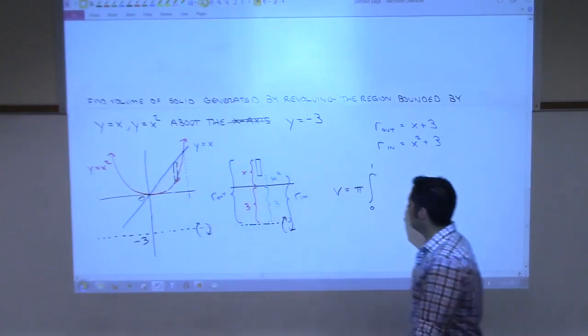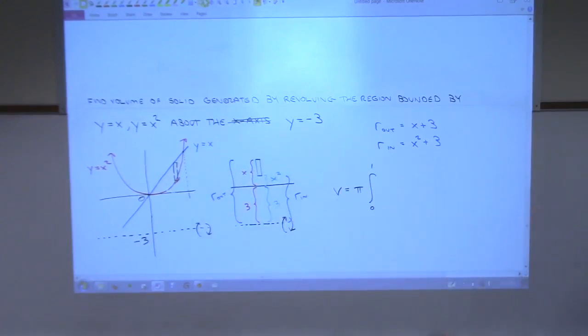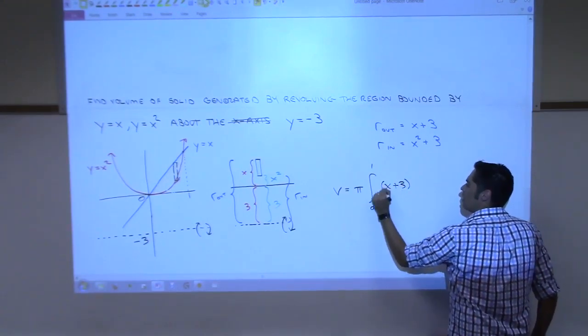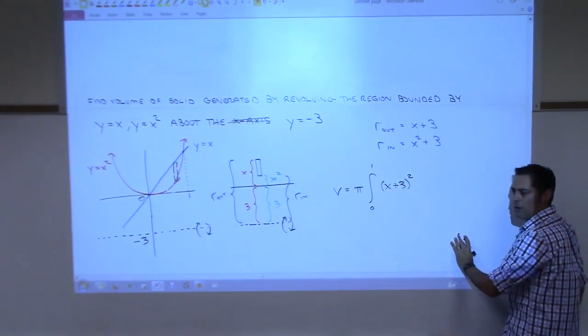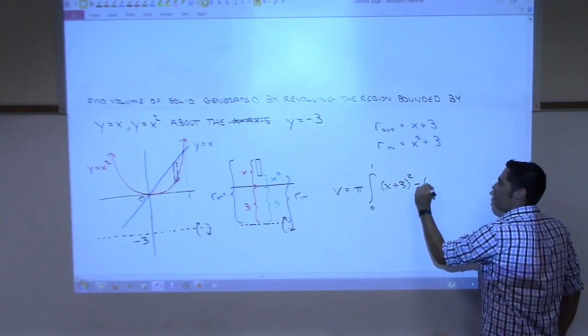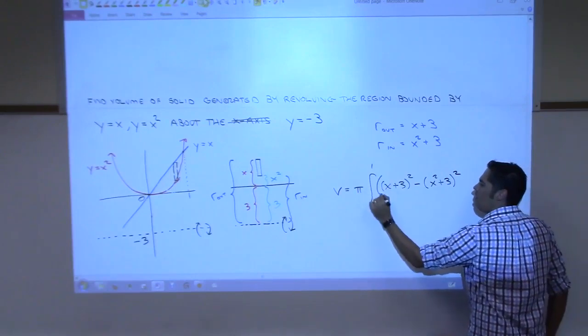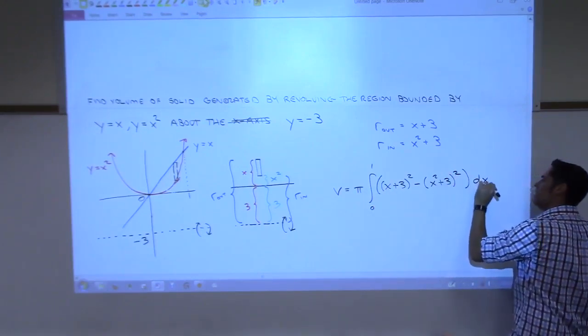Washers as we go. R out is x plus 3, that whole quantity squared, right? That's R out squared, minus R in, x squared plus 3, squared again, all of this dx.